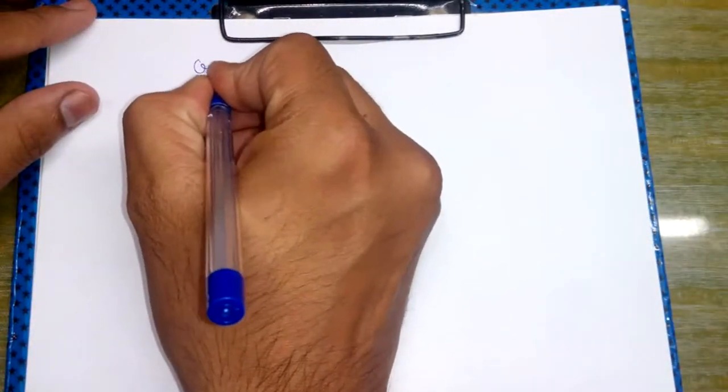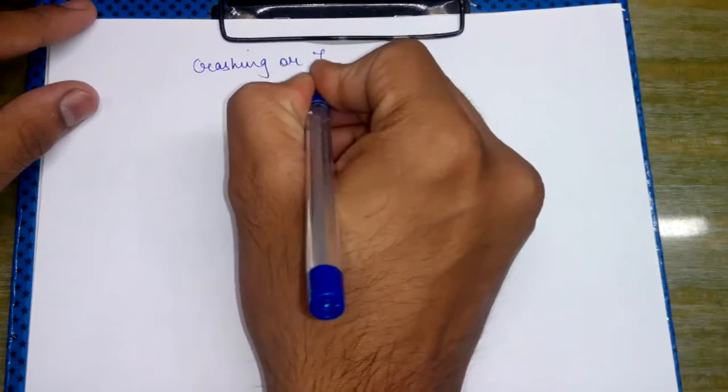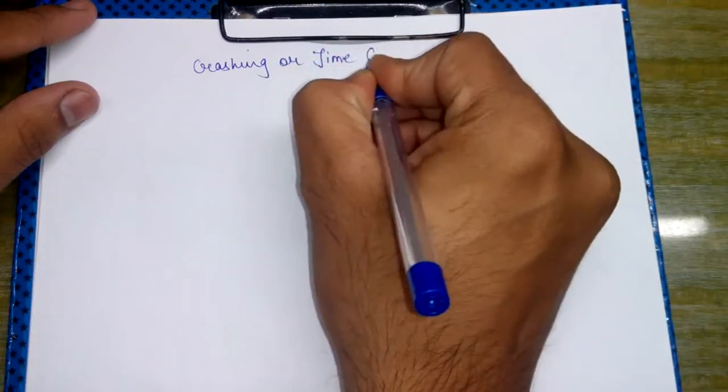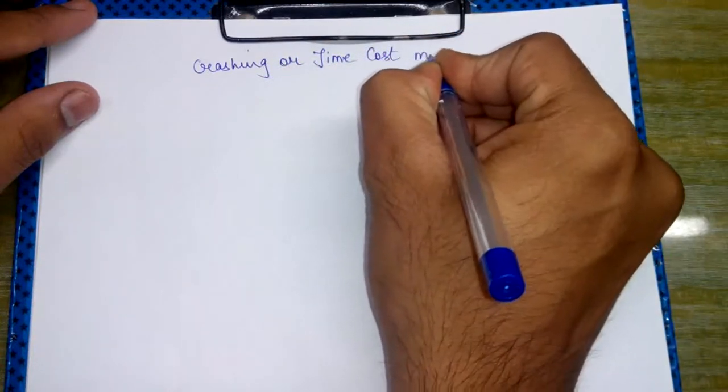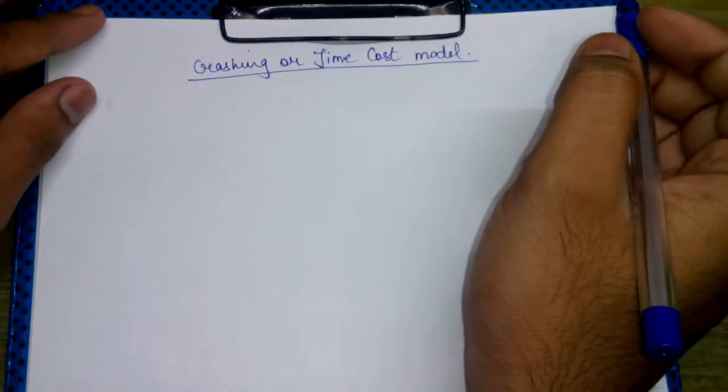Today we will be covering a topic which was left in the previous lectures, that is the crashing or time cost model. So let us start with crashing or time cost model. This was the topic which was left out and today we are going to cover this up.